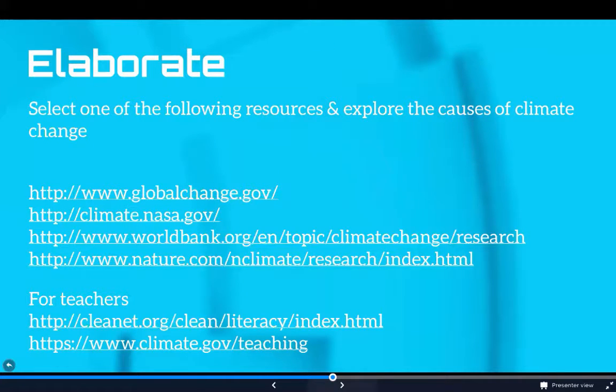Or as an elaboration strategy, you could have students select one of the following resources and explore the causes of climate change. So maybe this is an instance where students have done their initial exploration activity, they've developed some evidence and claims, but you'd like them to dig a little bit deeper. These are some phenomenal resources. But maybe that's a level of maturity and independence that your students haven't yet fostered. So maybe you want to model for them what that looks like. These are two resources for teachers that actually help cultivate an understanding in students of climate change.